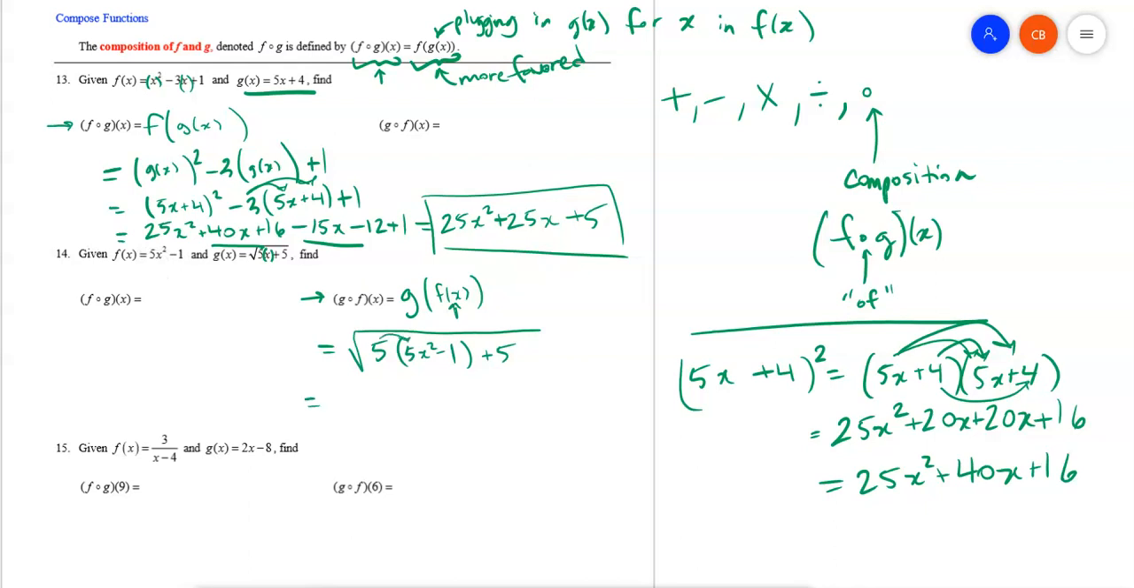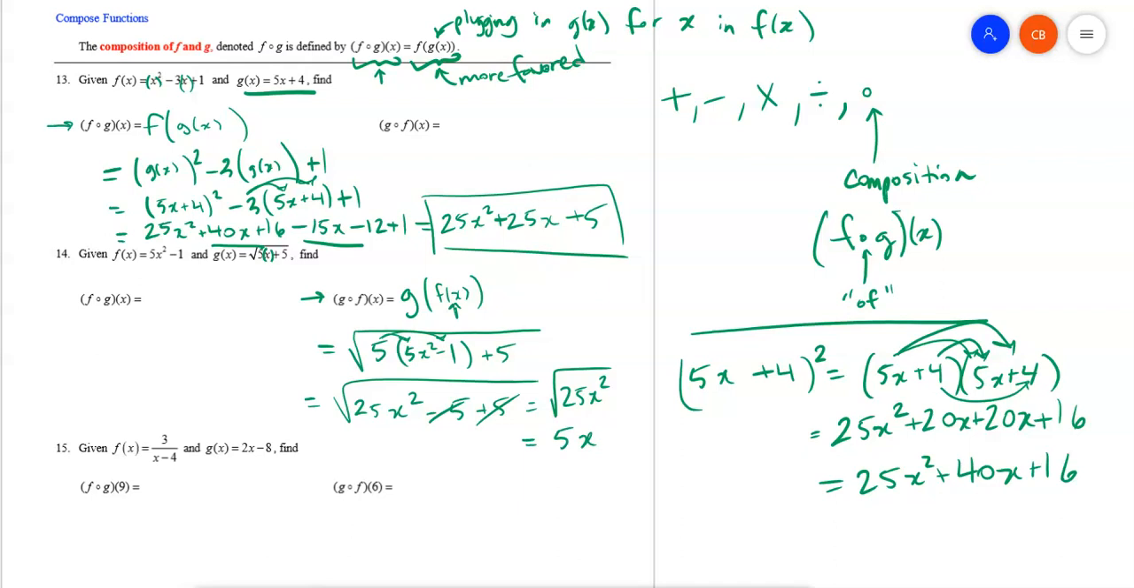And then we can just distribute this 5 inside of here. So it will go 25x squared minus 5 and then plus 5. The minus 5 and plus 5 is very convenient. Those just go away. So it becomes square root of 25x squared. And then square root of 25, it's possible to take that one out. Also, this whole thing inside of here, 25x squared, is a perfect square, and it's possible to take the square root of that and it just becomes 5x.